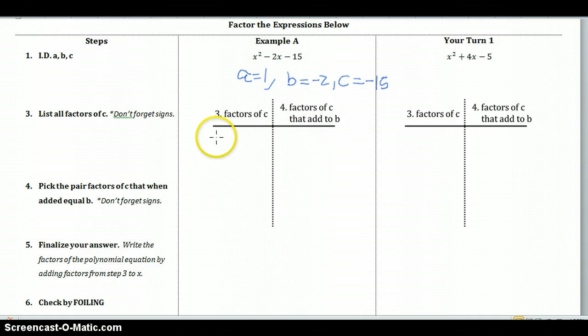Alright, step 3. Notice we skipped step 2, but we'll come back to that. Step 3 tells us to list all factors of C. And remember, factors are numbers that when multiplied together would give us C. So when we're listing the factors, the first number we want to start off with every time is 1. You can't forget that we can multiply anything by 1 to get itself. So the first factor is going to be 1. And what number do we multiply 1 by to get -15? It's -15.